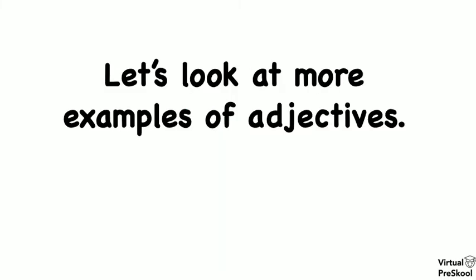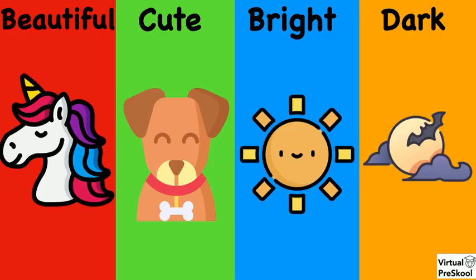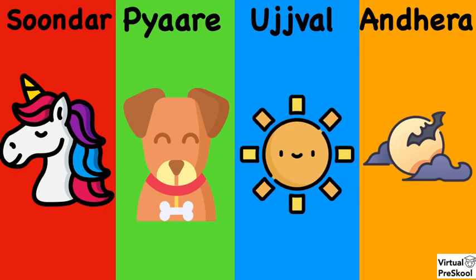Now let's look at some more. Beautiful, cute, bright, and dark. These are all adjectives when you say, oh, the unicorn is beautiful, or the little puppy is so cute, or the sun is shining brightly, or it's a dark night. And the way we say these in Hindi, beautiful is sundar, cute is pyare, bright is ujjwal, dark is andhera.